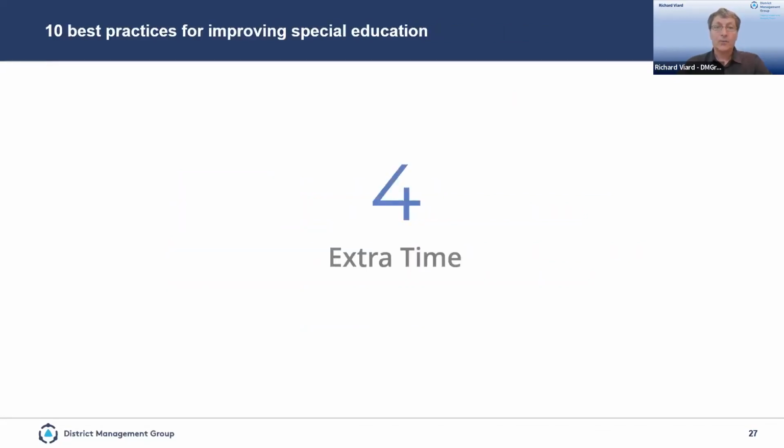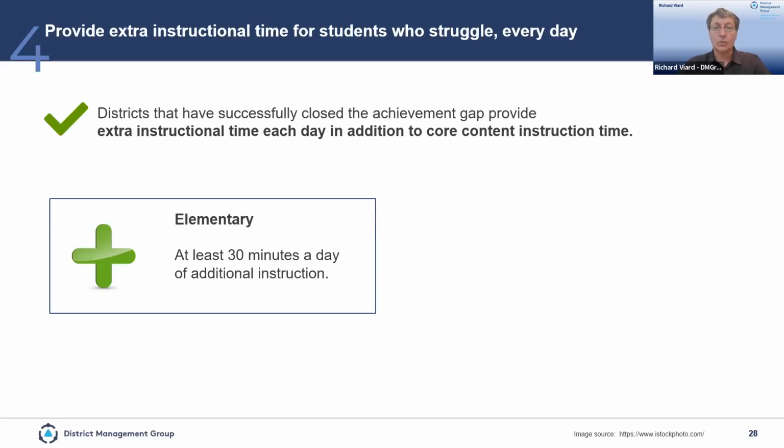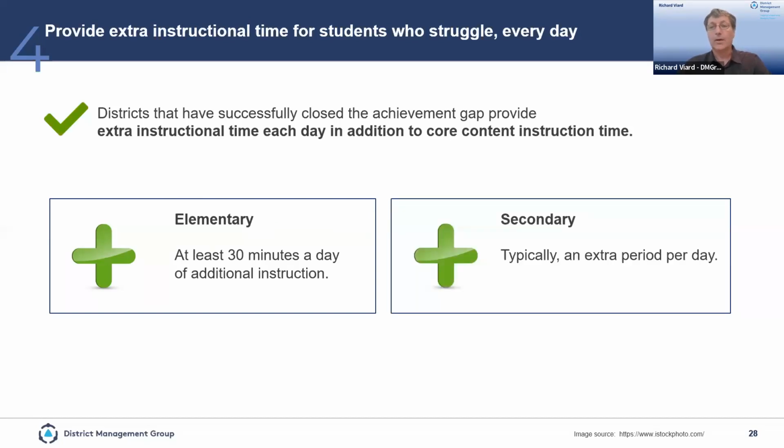So for best practice 4, we touched already on that 30-minute minimum extra time every day. So let's expand a little bit on that. Districts that have successfully closed the achievement gap provide extra instructional time every day in addition to the core content. So in elementary school, we really recommend having at least 30 minutes a day of additional instruction. And then in secondary, of course, the schedule is a little different. In secondary, it's based on periods. And typically, this would be an extra period a day dedicated to intervention, or enrichment for students who may not need interventions.